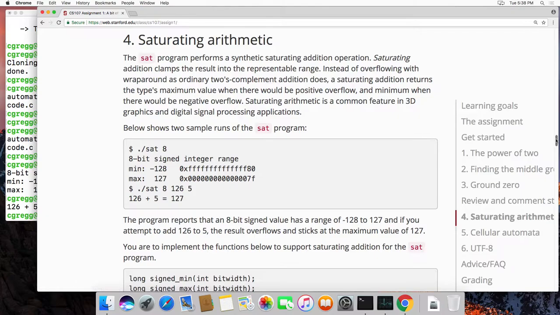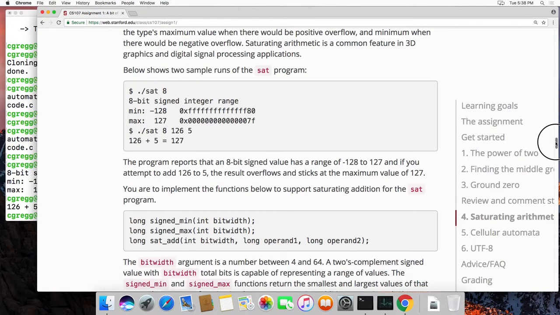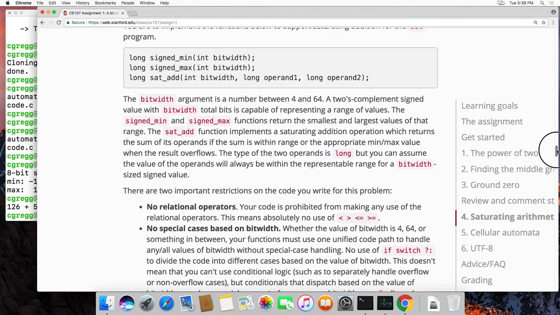Okay, so you have to implement a few different functions here. You have to implement the functions signed min and signed max, given the actual bit width. So those should return the smallest and largest values: the smallest for signed min and the largest for signed max. So you have to write that, and then the sat add function is going to take the bit width and two operands and actually produce the values.